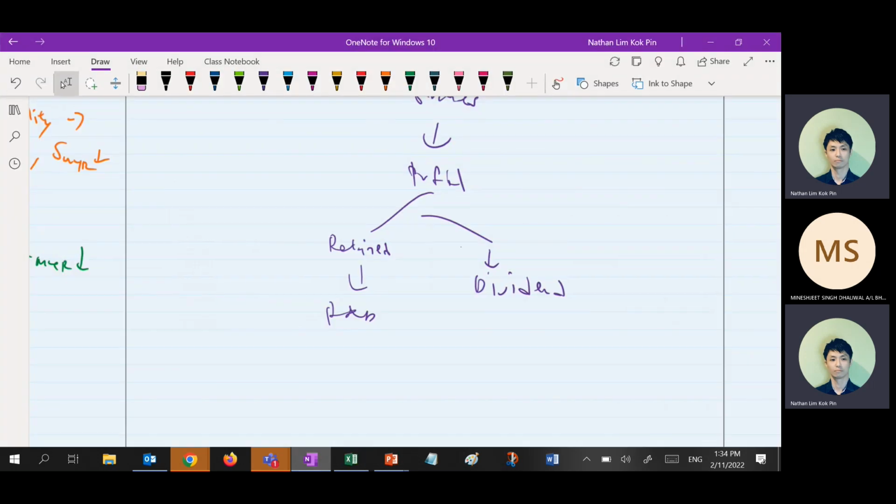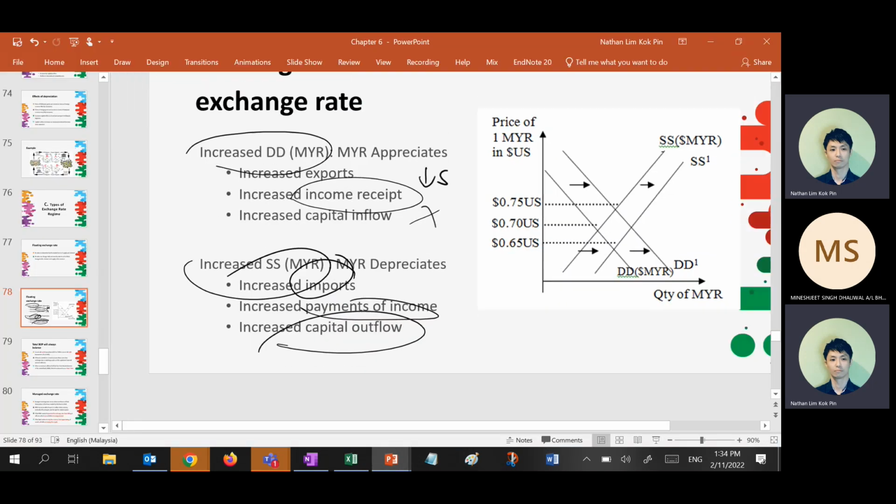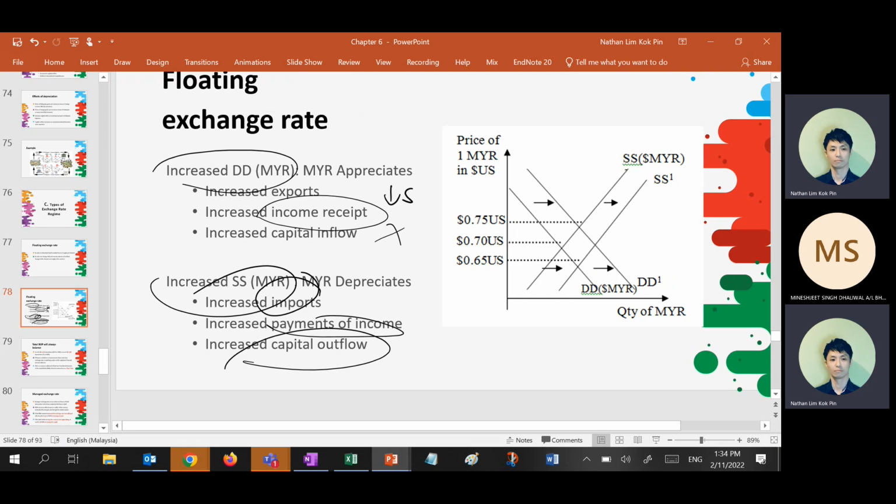I help Mineshit to answer. It's faster, otherwise Yihui will scold me again. Capital outflow means what? Now you transfer your money to overseas. Maybe you want to do investment. Maybe politics are not stable in Malaysia because we are having election. I want to transfer most of the money that I take from under table. Wow. In fact, yeah, maybe your currency will depreciate more.